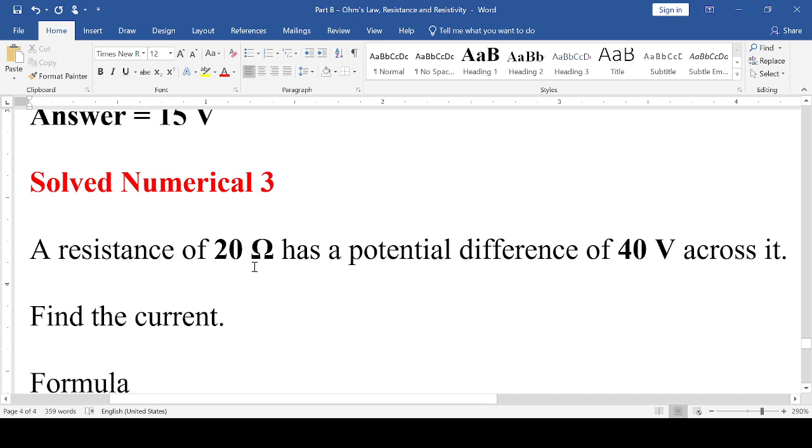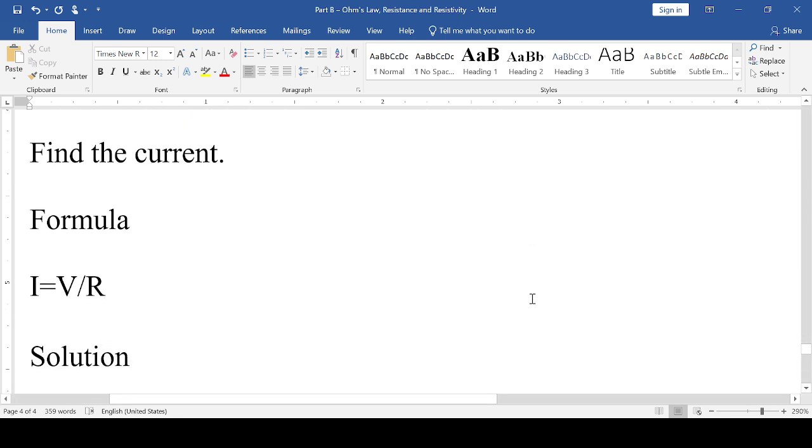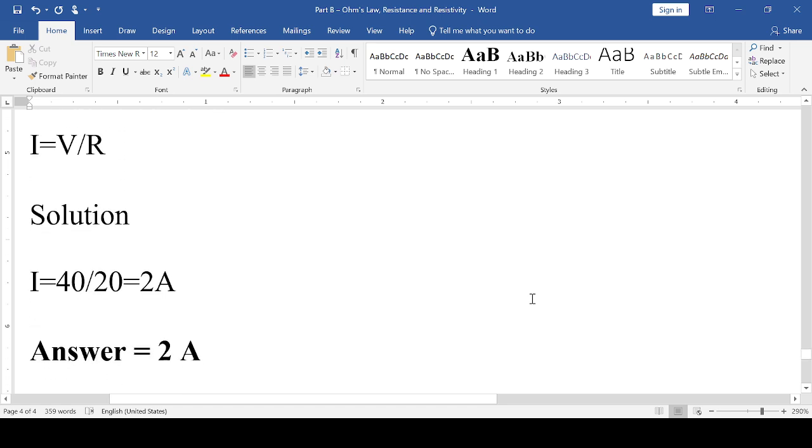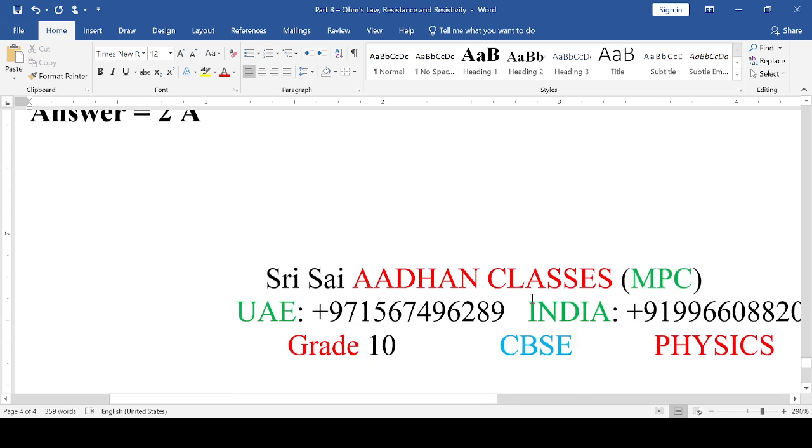The third numerical: you have a resistance of 20 ohms which has a potential difference of 40 volts. You need to find the current. Again by using Ohm's law, I equal to V over R. The magic triangle you can use. 40 over 20 will be 2 amperes. The answer will be 2 amperes, students.